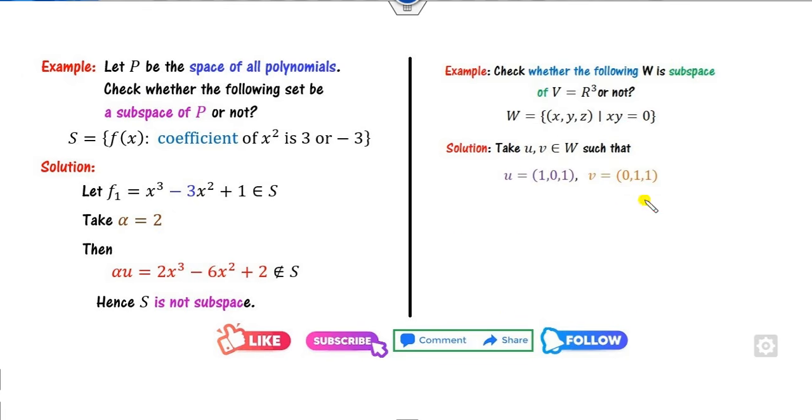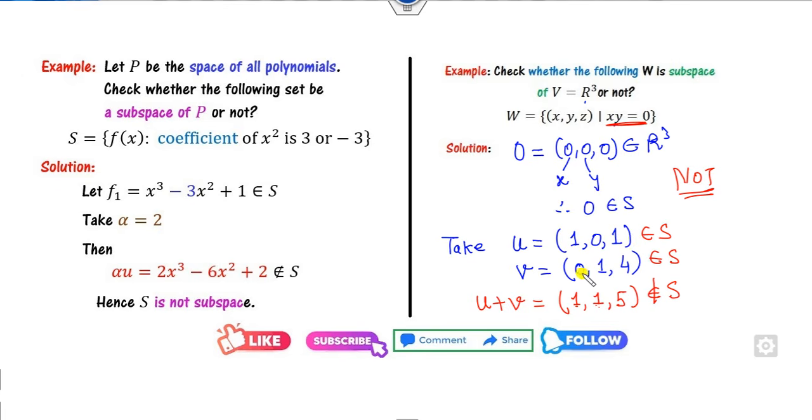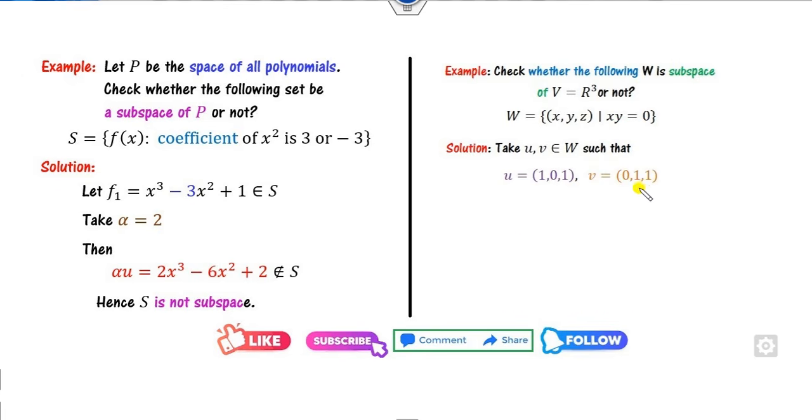Fine. Or you can choose any example. I have chosen 1, 0, 1 and 0, 1, 4. You can choose any other example as well. So clearly, for u plus v, this x into y is not 0. It is not a subspace.